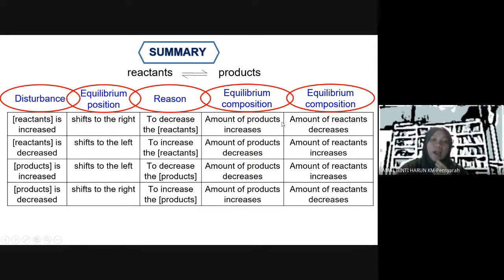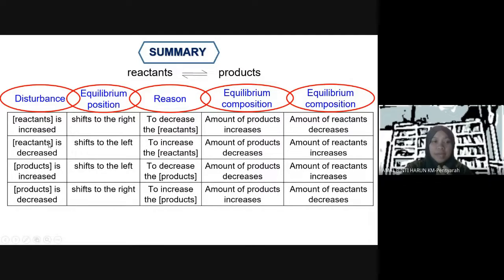Okay, then how to achieve the equilibrium? It will shift to the right. Amount of reactant decrease. Okay, tadi yang disturbance dia banyak reactant, sekarang reactant yang banyak tu telah dikurangkan dengan convert reactant to product. So, it will shift to the right.